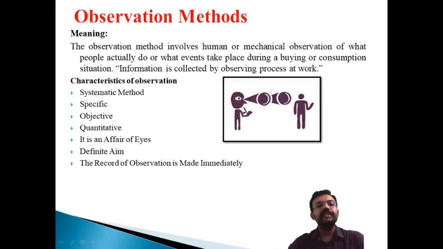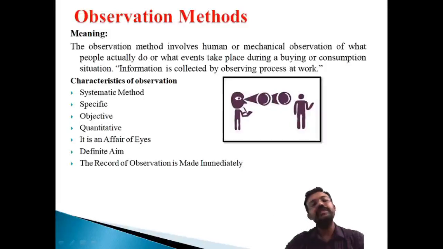And here the observation method involves human or mechanical observation of what people actually do, what events take place during a buying or consumption situation. That means what they are doing. The observer is always collecting this information about what they are doing. The information is collected by the observing process at work, which means the process may be conducted at the workplace. The term is known as observation.